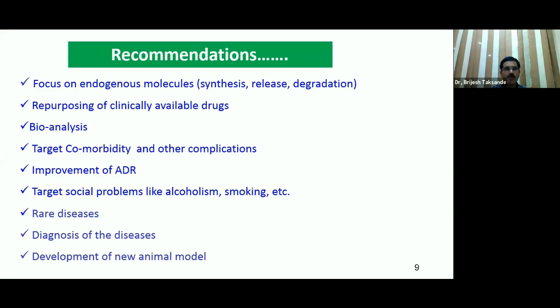Then, target comorbidity and other complications. It is not only essential to target the main disease, like everybody is targeting cancer, everybody is targeting Alzheimer's, everybody is targeting Parkinson's disease. Keep in mind, these severe diseases or disorders are usually associated with high grade complications. Alzheimer's is usually associated with depression. Alzheimer's is usually associated with schizophrenia. So you can target these complications associated with these neurodegenerative disorders.